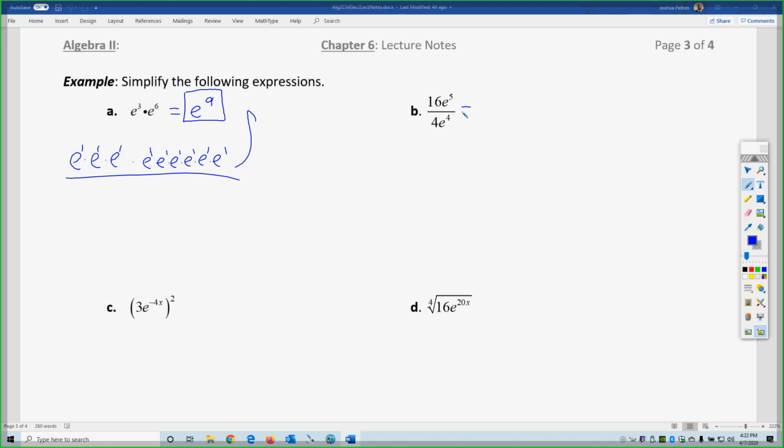Okay, next one's a quotient rule. 16 divided by 4 is 4. This is e to the 5 minus 1. It says subtract exponents. That's the rule for quotient. So that's e to the 4. Okay. All right, next one.